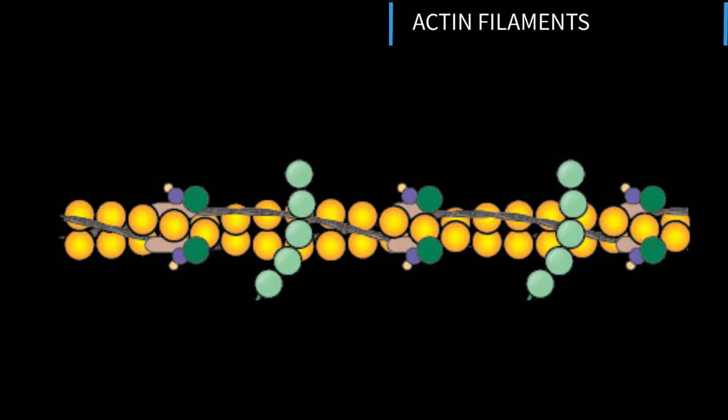Thin filaments are mostly composed of actin proteins. These individual actin molecules join together to form the actin filament that is twisted into a helix shape. Each actin molecule contains a myosin binding site where a myosin head can attach. Within this thin filament are two regulatory proteins, troponin and tropomyosin.